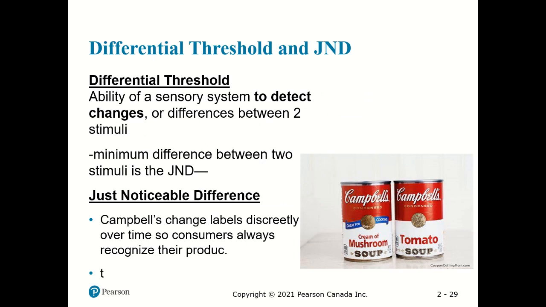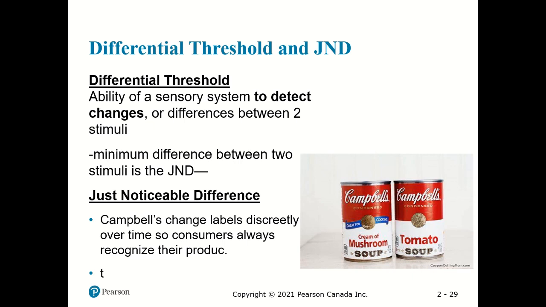So, differential threshold. The just noticeable difference, sometimes called JND, is just a noticeable difference. Like you can see the two cans, and the two cans have a very small noticeable difference. The blue color is there, right? So there is a big circle, and also there is cooking, right? Big for this one, cooking, right? Okay, so now differential threshold is the ability of the sensory system to detect changes. We have that ability.